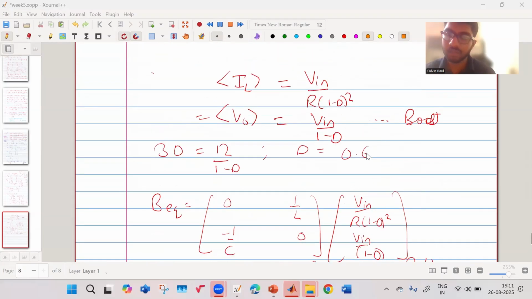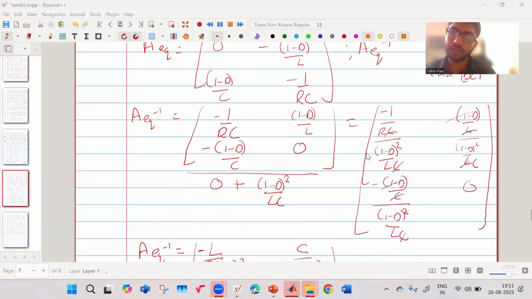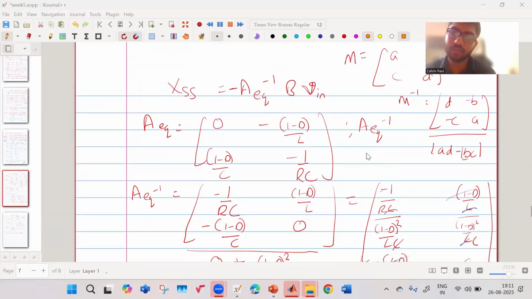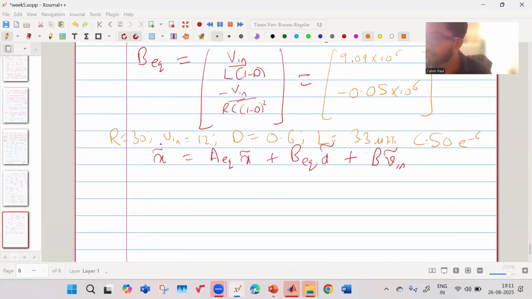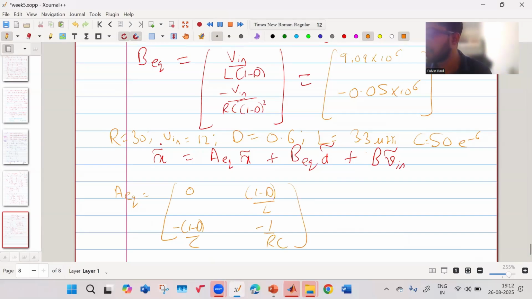Okay, B equivalent you have got. Now we have to find A equivalent. What will be those values? Let me write it separately. Your A equivalent is 0, (1 minus D) by L, minus (1 minus D) by C, minus 1 upon RC.